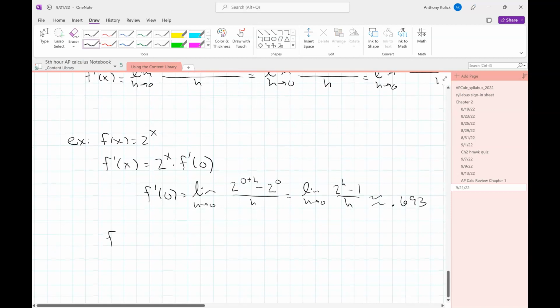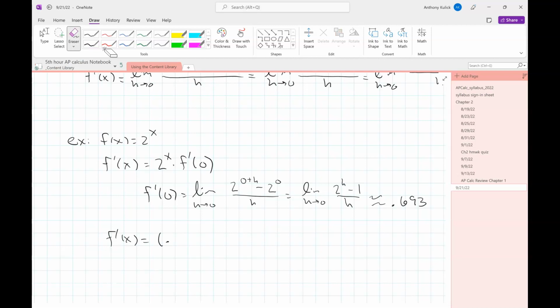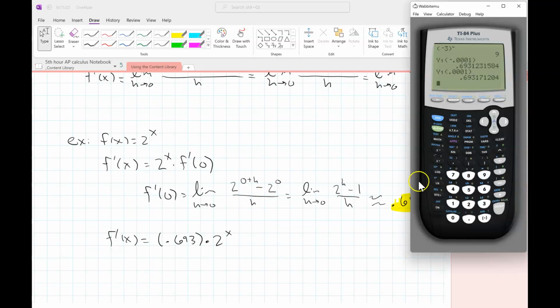So we would say then f prime of x is 0.693 times 2^x. As an aside, does anybody recognize 0.693? Probably not. Or 2 pi. It doesn't have anything to do with pies. It is the natural log of 2.